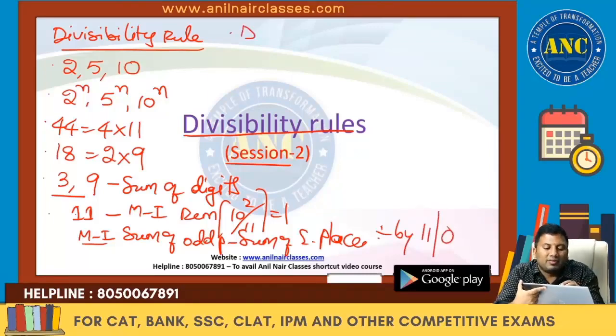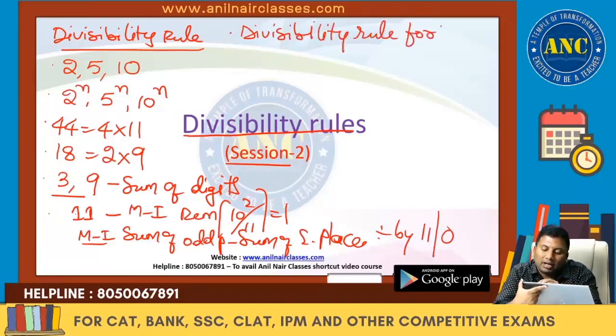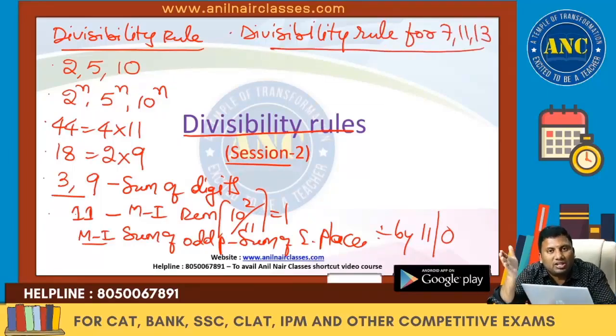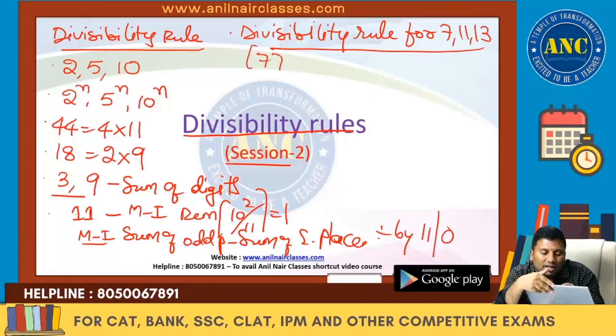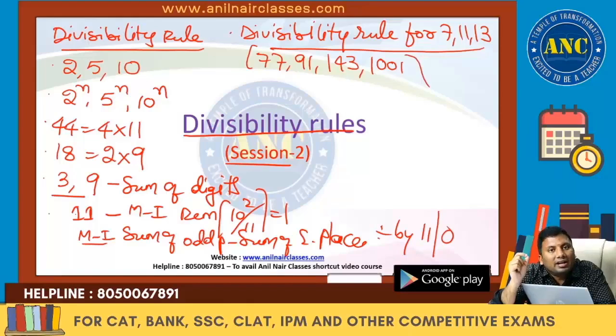Then we discussed the divisibility rule for 7, 11, 13. Some important conclusions which we have drawn: start from the rightmost digit, take a group of 3 digits, alternately add and subtract. That is the divisibility rule for 7, 11, 13 and the combinations, that is 77, 91, 143 and 1001. Any 3-digit number written even number of times is always divisible by 7, 11, 13 and combinations.